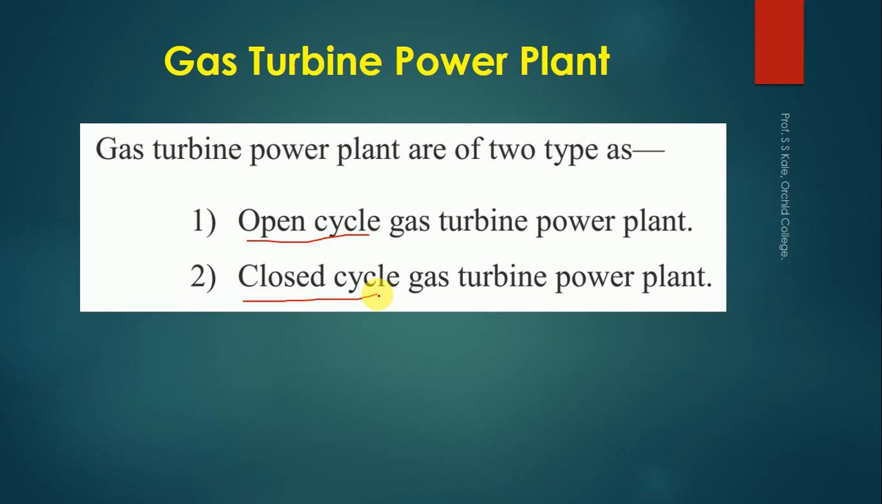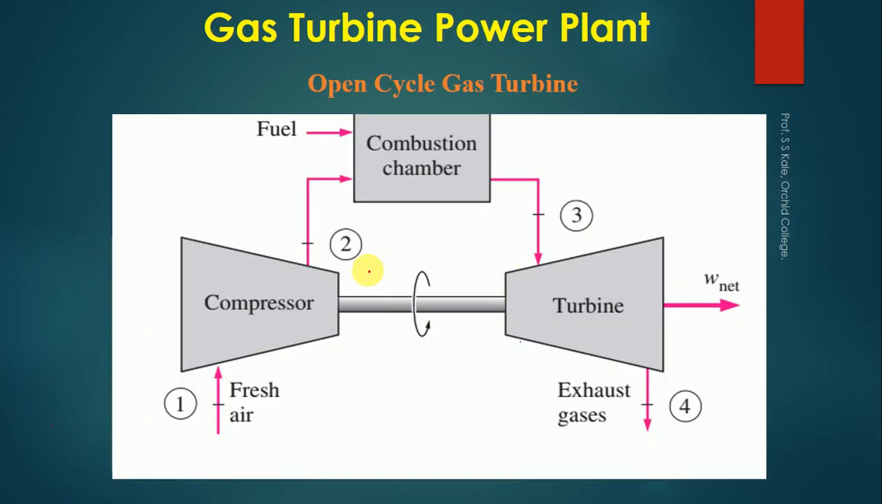But today we are going to discuss what is open cycle, what is closed cycle, what are its various components and how it actually works. Let's see what the open cycle gas turbine is. This particular figure shows you the open cycle gas turbine. In this, there are majorly three components you are observing: compressor, combustion chamber and turbine.